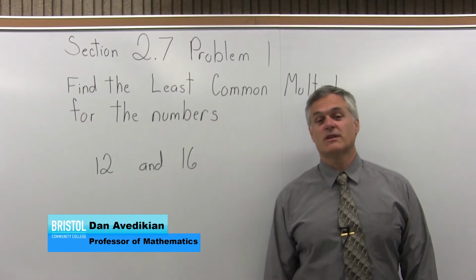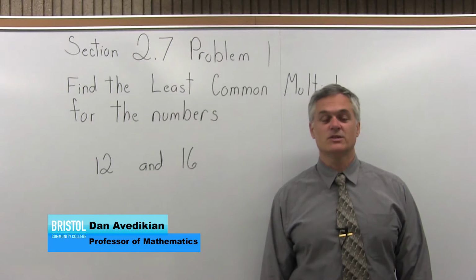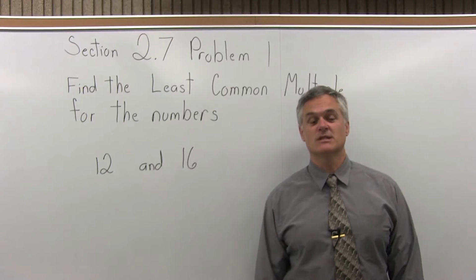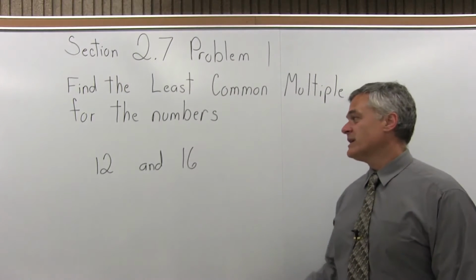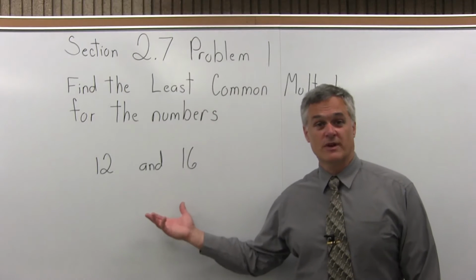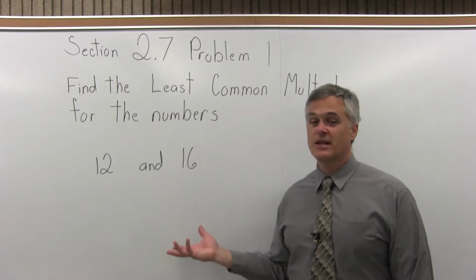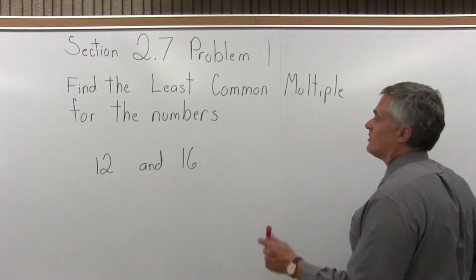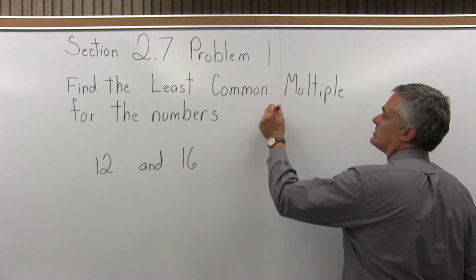This is Section 2.7, Problem 1. It says find the least common multiple of the numbers 12 and 16. So what we want to find is the smallest number that both these numbers divide into evenly. And you can kind of guess at it and that'll work, but the mathematical way to do it is do the prime factorization of both numbers.